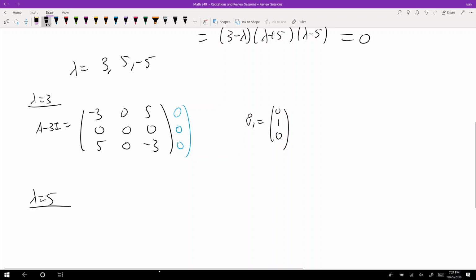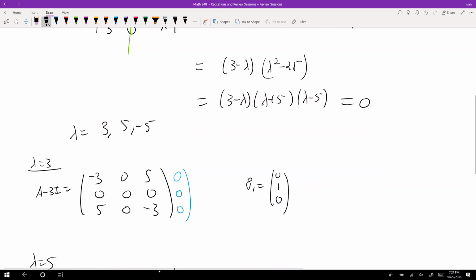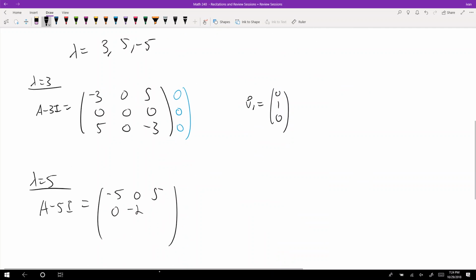So the second one is lambda equals 5. Okay, so now A minus 5I, what is that equal to? -5, 0, 5, 0, -2, 0, 5, 0, -5. Should be -2, right? Okay, I'm mistaken here, this is fine. Same idea as before. Why don't we try to eyeball this eigenvector as well? So V2.